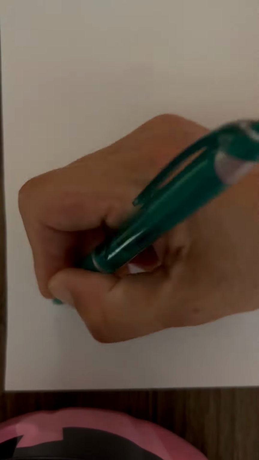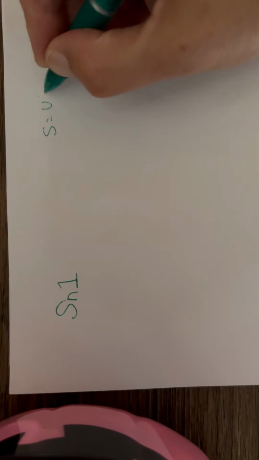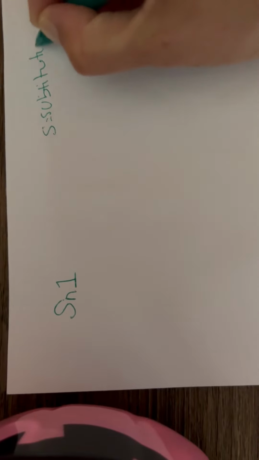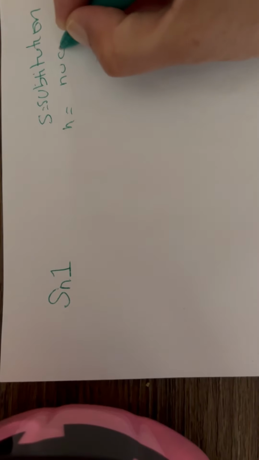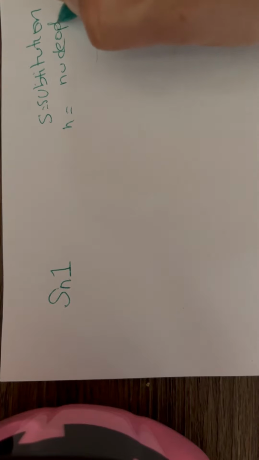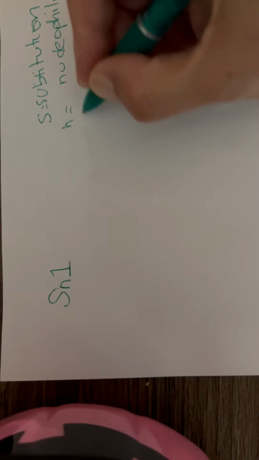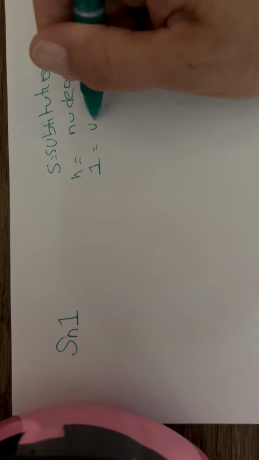I think I'm going to do SN1 reactions in a green pen. SN1. So again, S equals substitution, N equals nucleophilic, and this time our 1 is going to equal unimolecular.